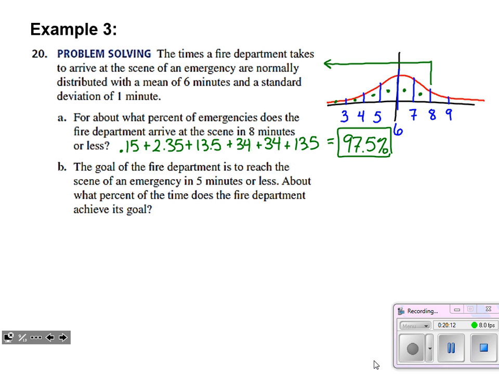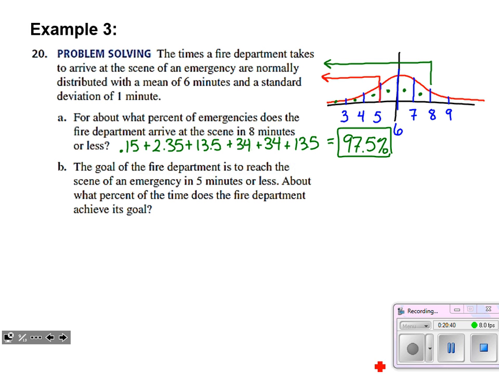Letter B says the goal of the fire department is to reach the scene of an emergency in 5 minutes or less. About what percent of the time does the fire department achieve their goal? Okay, so now we're looking for 5 minutes or less. That's their goal. Their average is 6 minutes, but their goal is 5 minutes or less. So their average is a little bit worse than their goal. We're not expecting a very high probability here.